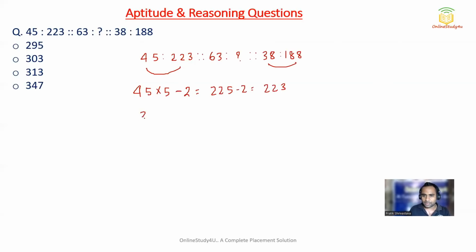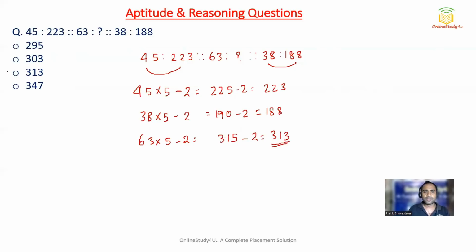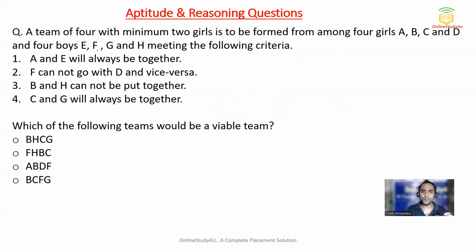Then similarly 38 into 5. So 5 8s are 40 and it will become 190. So 190 minus 2 will be 188. Similar thing, 63 into 5 and minus 2. So 5 threes are 15 and 31 minus 2. So this will become 313. So you can simply tick the answer 313. But when the question is given to you, you need to analyze what the multiple of this is. By thinking that in your mind, you will come to know it is into 4, into 5, and then you will be easily able to solve the question.